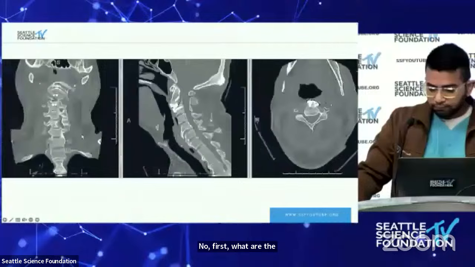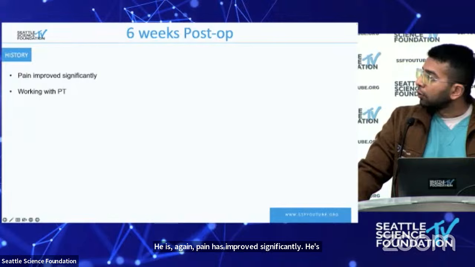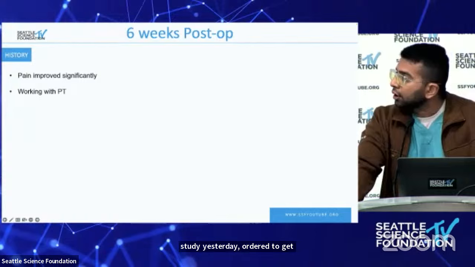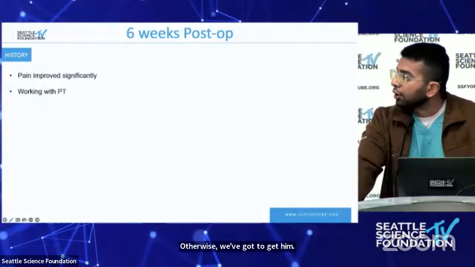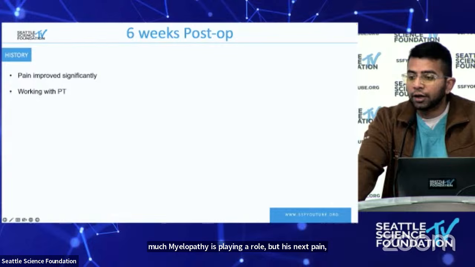So the patient's doing great. Again, his pain has improved significantly. He's working with physical therapy. He did get a swallowing study yesterday, ordered to look at that. Otherwise, we've got to get him better with the physical therapy, walking around more, to understand how much myelopathy is playing a role, but his neck pain, which was his most important and significant complaint, has improved very significantly. What would you have done, Jens?